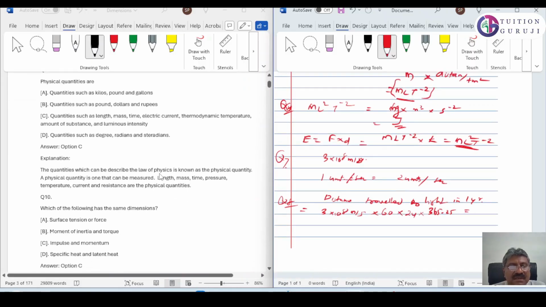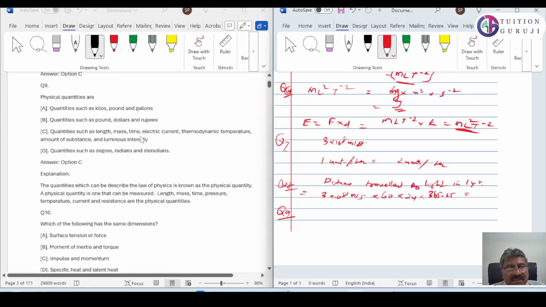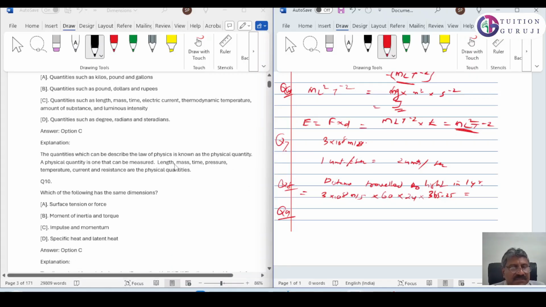Next, what are physical quantities? That is the question. Q9. Physical quantities are quantities such as kilos, pounds and gallons; or pound, dollar and rupees; or quantities such as length, mass, time, electric current, thermodynamic temperature, amount of substance, luminous intensity, the SI fundamental units. So physical quantities are quantities like this. The question could be about the basic physical quantities. In SI units, these are the basic physical quantities: length, mass, time, electric current, thermodynamic temperature, amount of substance and luminous intensity.